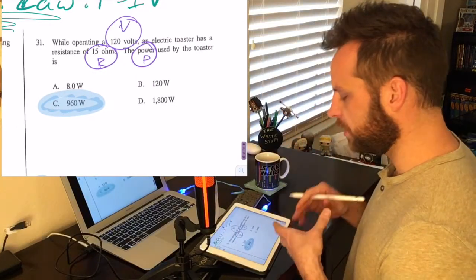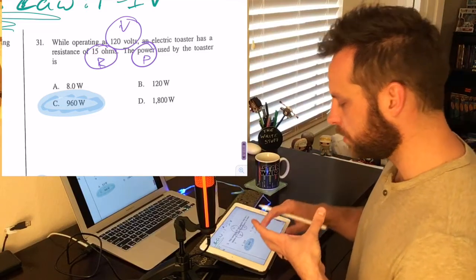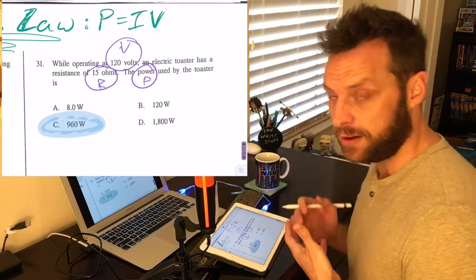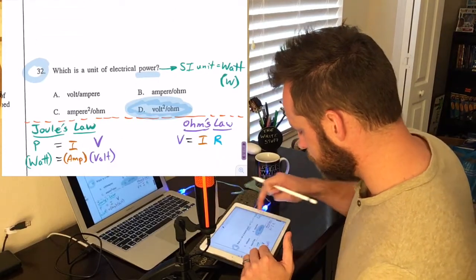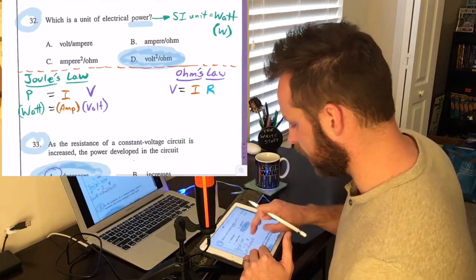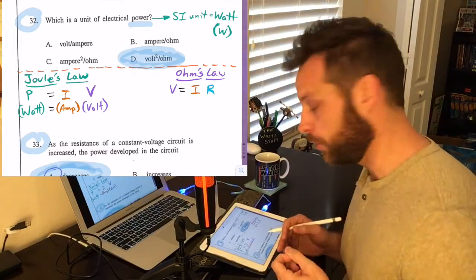Then go to 31. In 31, you see that you have a V, an R, and a P. And so PIV isn't going to work directly because you're missing the I, and you have an R in place of it. So let's take a look at a skill we're going to find in number 32 that will help you go back to 31 and solve it on your own.